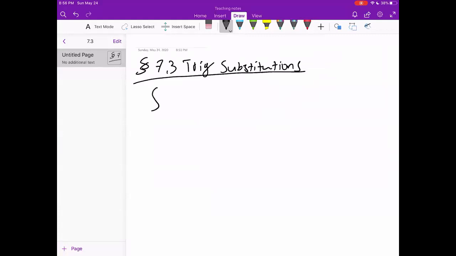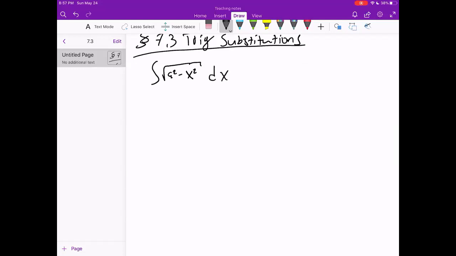So let's start with the integral square root of a squared minus x squared dx. And you can take a look at this and try all the different things that we've learned so far: integration by parts, use substitution, try and find an antiderivative. None of these are going to work. So let's take a look at the integrand though. So the integrand is a squared minus x squared.